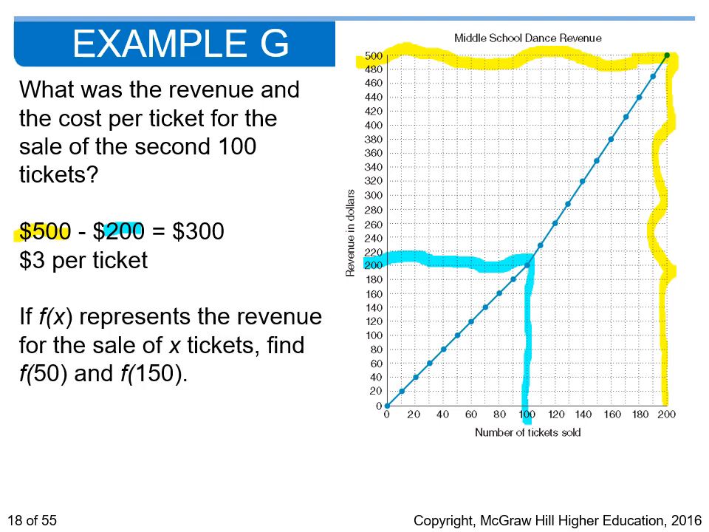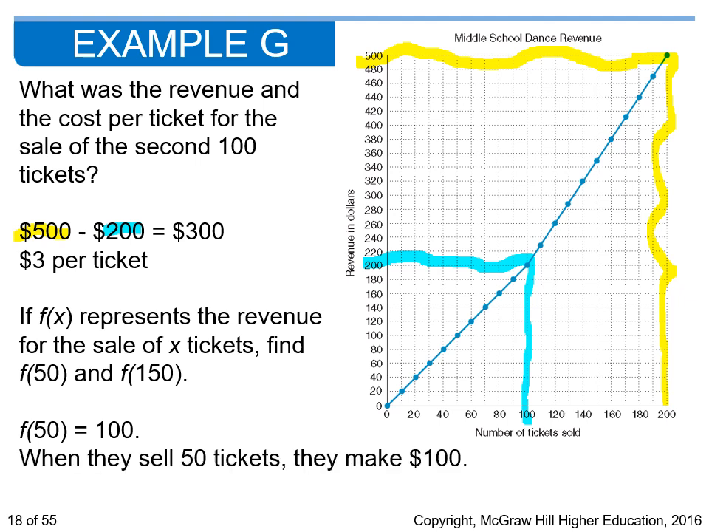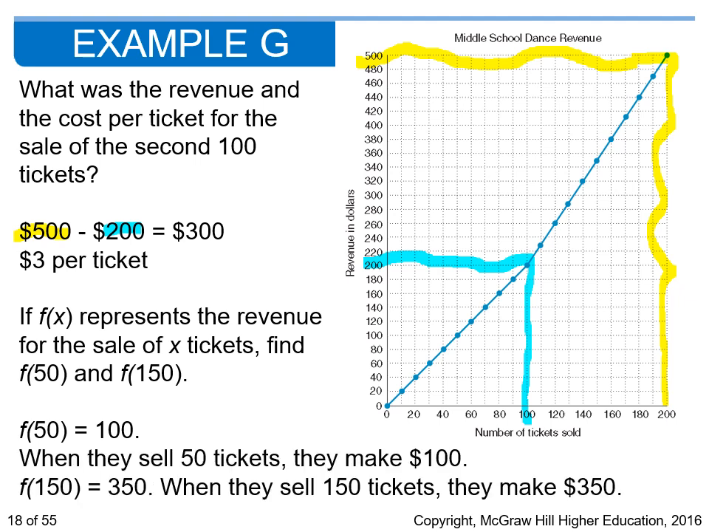Now it says what is the revenue for the sales of 50 tickets. So if I go to 50 on my graph and across, I get 100. That means when they sell 50 tickets, they made $100. If I go to 150 on the graph and across, it comes out to 350, meaning when they sell 150 tickets, they make $350.